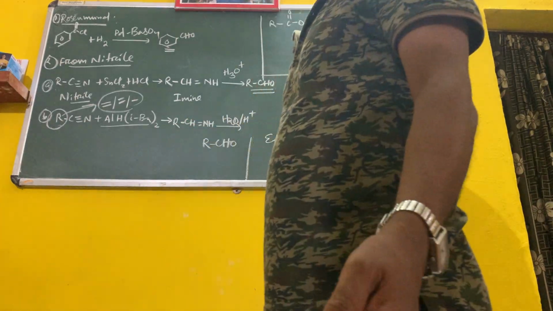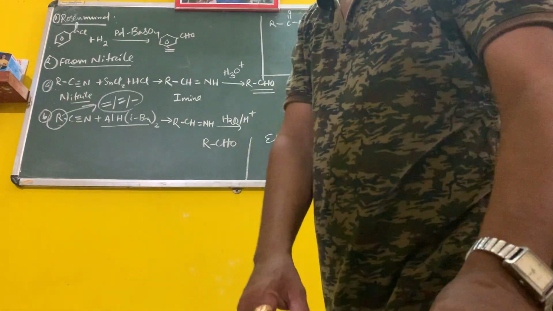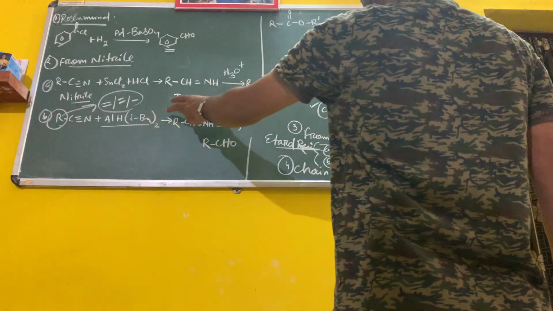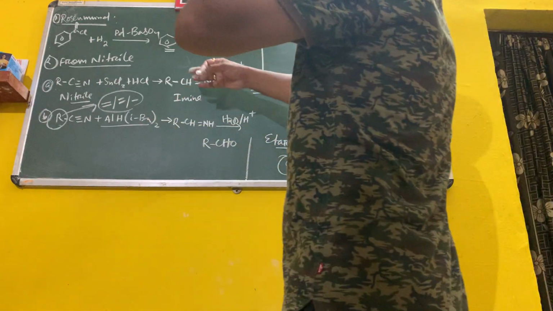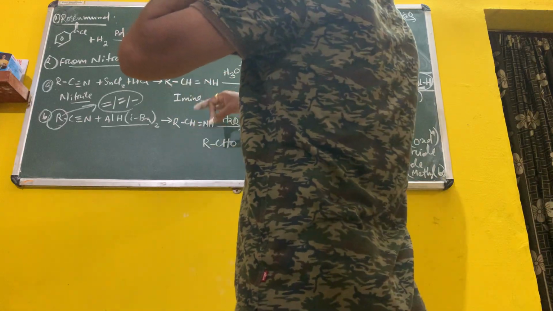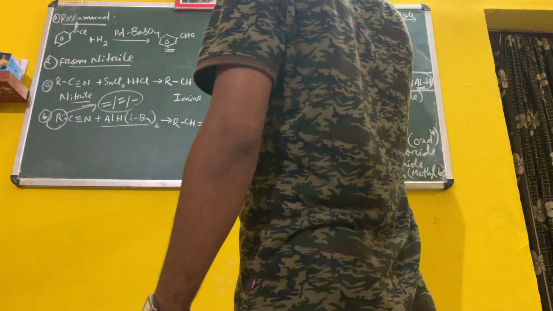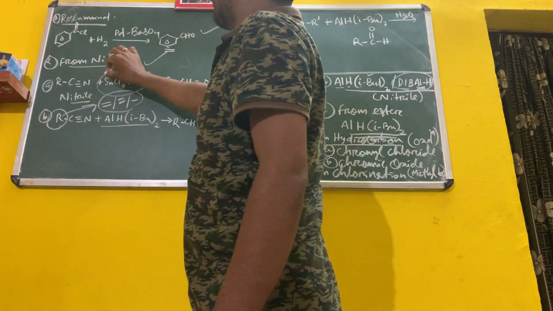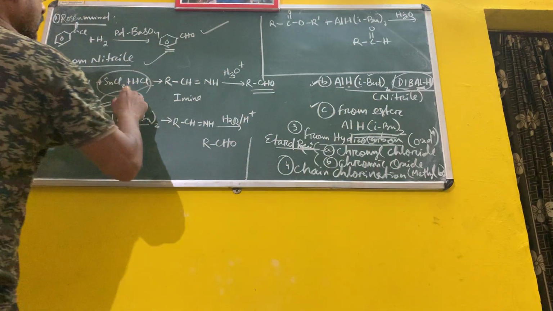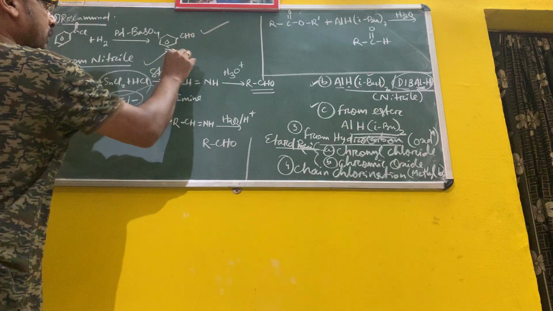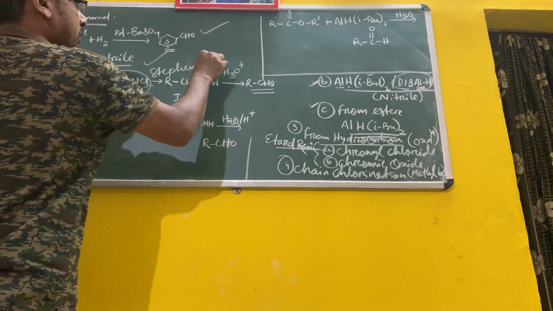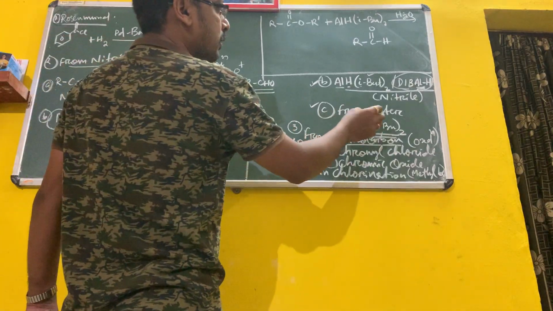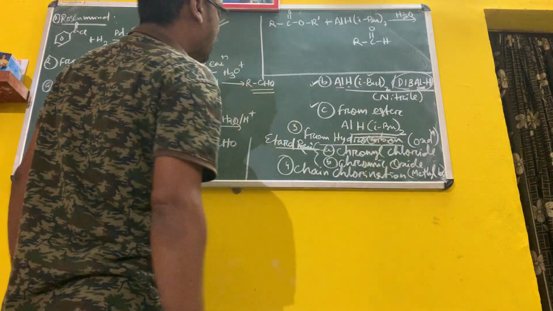These are all about the preparation of aldehyde, aromatic, aliphatic, all are mixed, but all are aldehyde. Rosenmund, and from nitrile, this reaction is known as Stephen reaction. Already I have written here Stephen reaction, previously I have written.